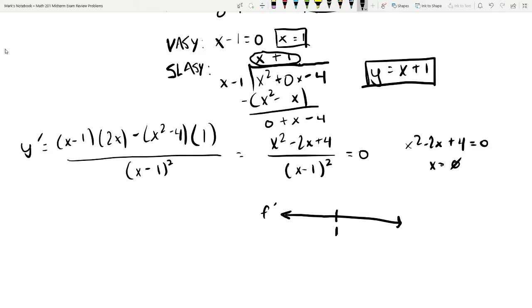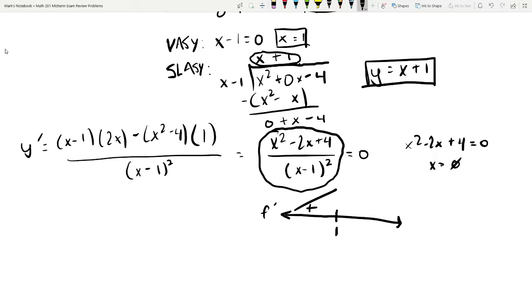Okay, so we know that our vertical asymptote is at 1, so we'll check to the left and the right of that. For example, we'd plug in something like 0, and if we plug that into our function up here, we get a positive 4 over a positive 1. So we would know that's positive, and our function is increasing.